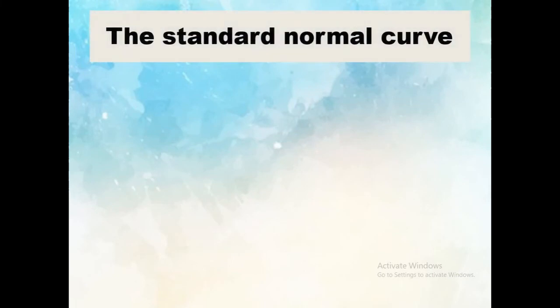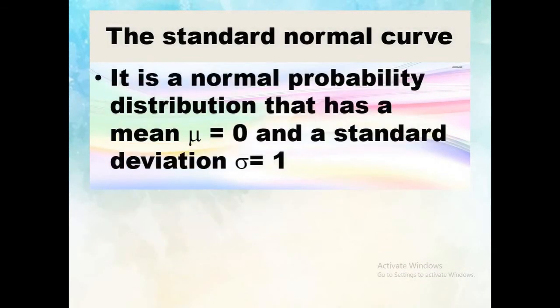The standard normal curve is a normal probability distribution that has a mean μ equal to 0 and a standard deviation σ equal to 1.